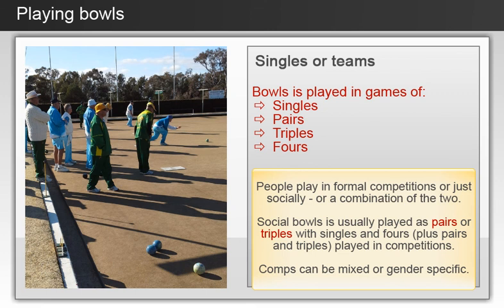There are lots of different ways to play bowls. Some people play in formal competitions. Some only play social bowls. Others do both. Generally, when people play social bowls, they play pairs or sometimes triples. Singles and fours are usually only played in competitions. Pairs and triples are also played in comps. Comps and social bowls can be men's, women's, or mixed games.